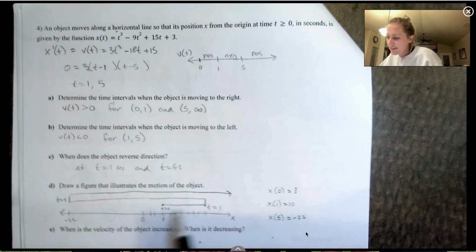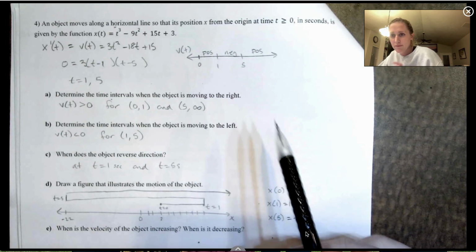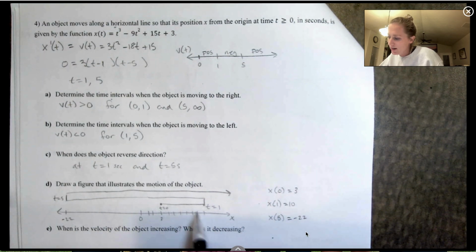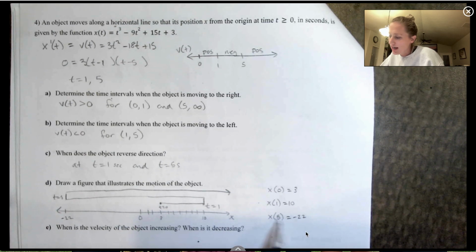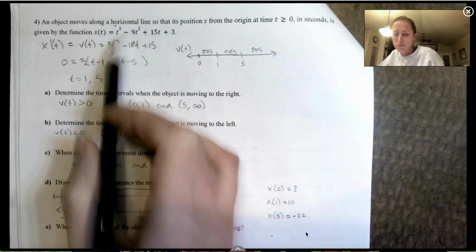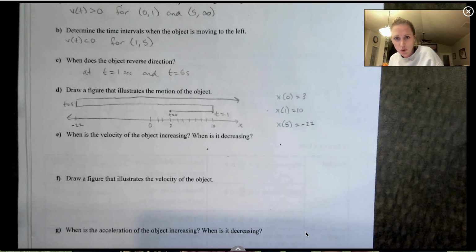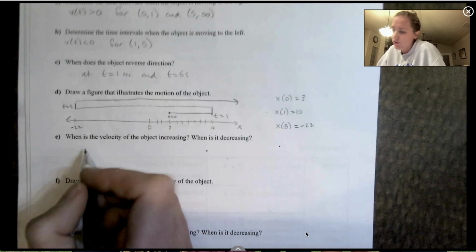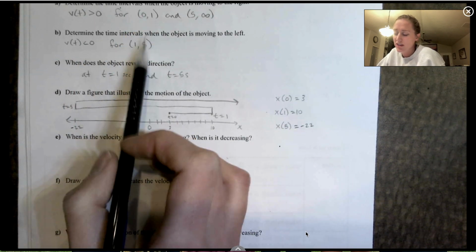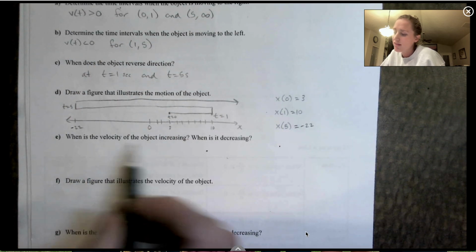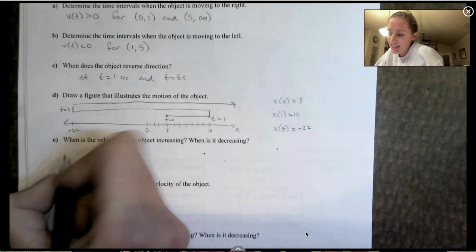So notice, though, I had the times from up here, 0, 1, 5, but to actually find where the position is, I can plug those values into my original position function. All right, when is the velocity increasing? When is the velocity decreasing? Okay, so these ones were when is position increasing and decreasing. When I want velocity increasing, I'm actually going to use the second derivative.